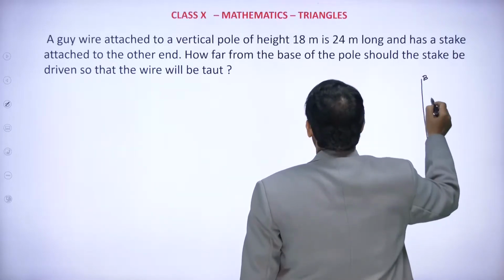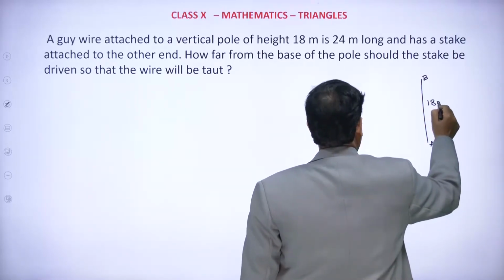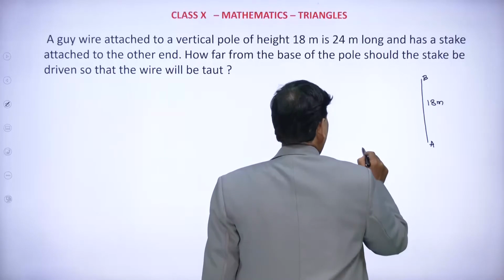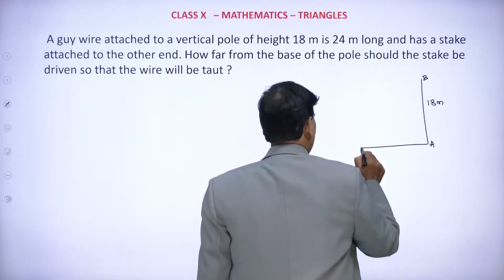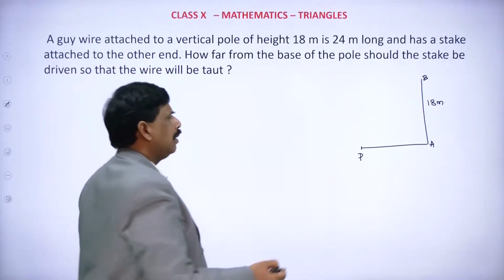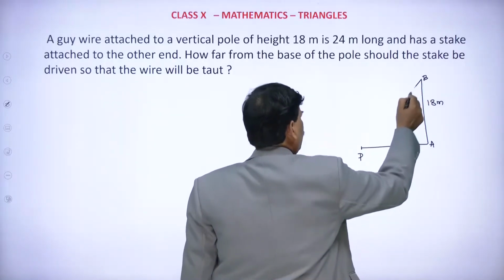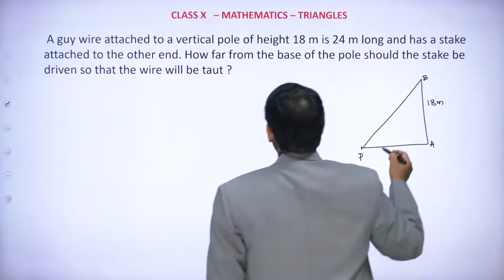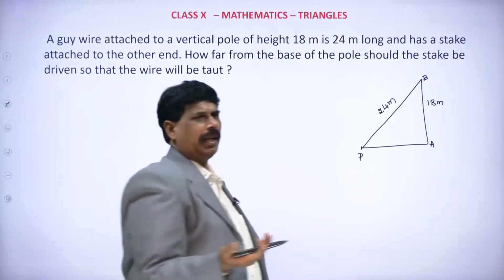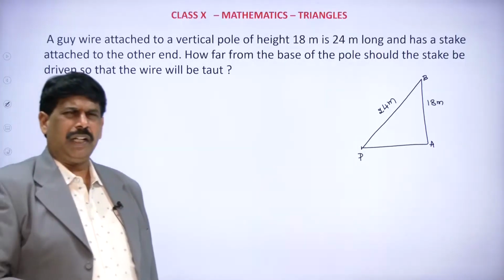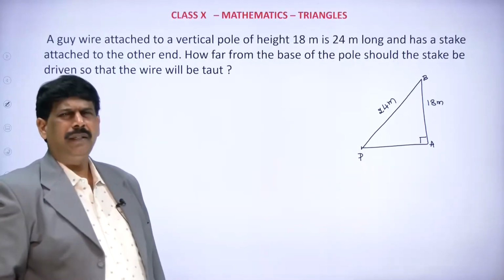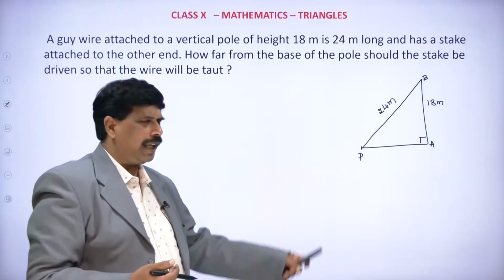This is the height of the pole, which is 18 meters. Okay. So now this is the wire. Okay, this is the distance from the foot of the pole to the stake here. Now from here the wire is like this. So this length is 24 meters. He is asking what is PA? What is the length of PA? So how much will be the angle here? Here it will be 90 degrees. So apply Pythagorean and get AP.